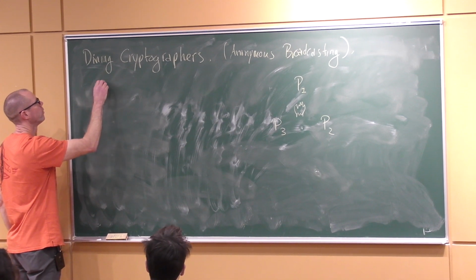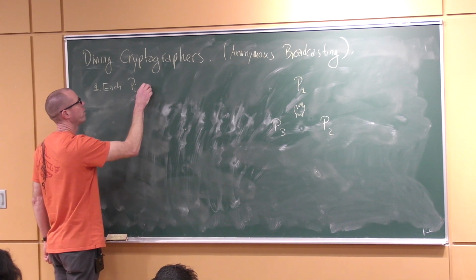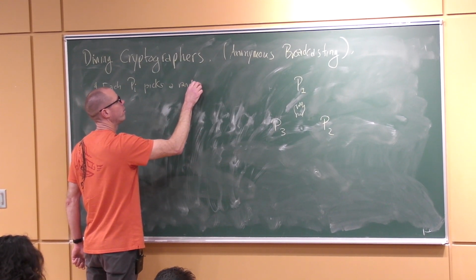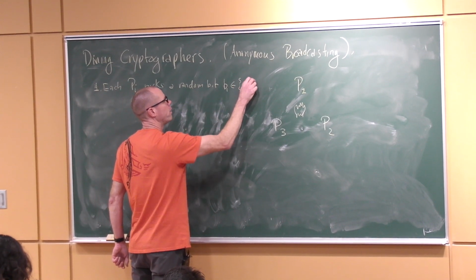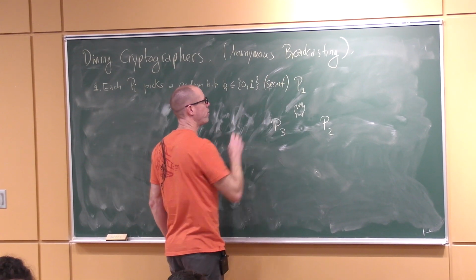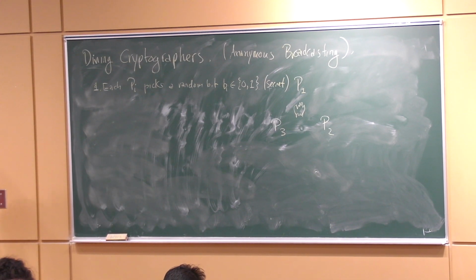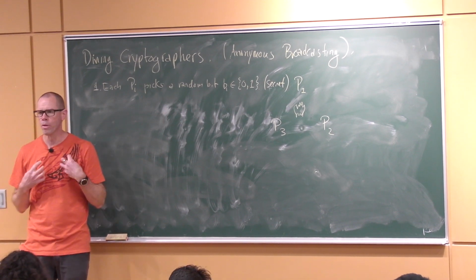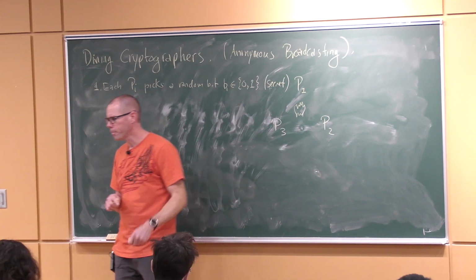All right, so here's the protocol. Step 1, each person picks a random bit, bi in 0, 1. And for now, this is a secret. So I turn around and I toss a coin, and if the coin comes up heads, I have a 0, and if it comes up tails, I have a 1. For now, I'm the only person who knows that. Each of them knows their random bit. Okay?